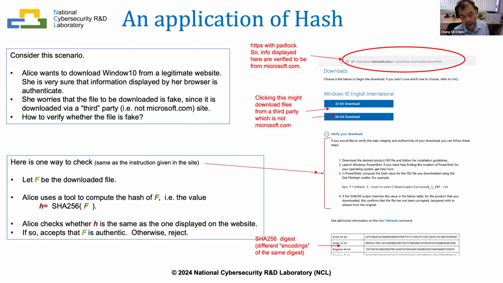Let's look at one application of hash, and from there we will understand the security requirement. So suppose Alice wants to download Windows 7 from a website and install it. So Alice went to the website of Microsoft, as you can see on the right-hand side of the slide.